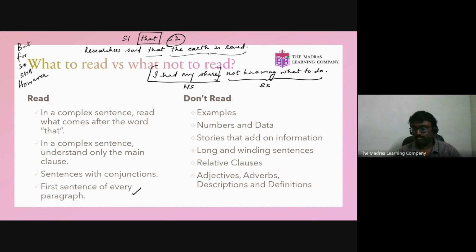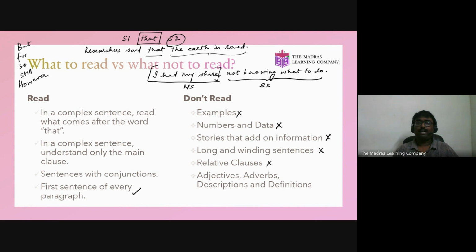What should you not read? When the passage says, for instance, for example, don't read that. Skip. If the passage gives you numbers, data, skip that sentence. If the passage is going on giving you sentences that add information, "additionally", "on the other hand" is important, but when it says "additionally, this definition is", when it keeps on adding information to whatever has already been said, ignore that. If your paragraph has a long sentence that goes for 2 or 3 lines, ignore that.